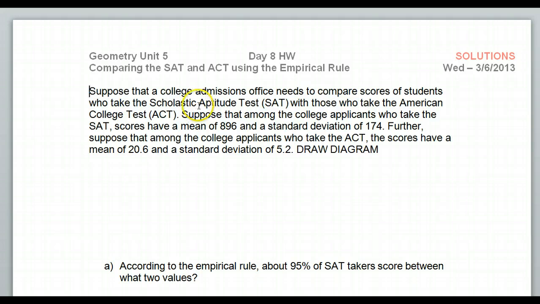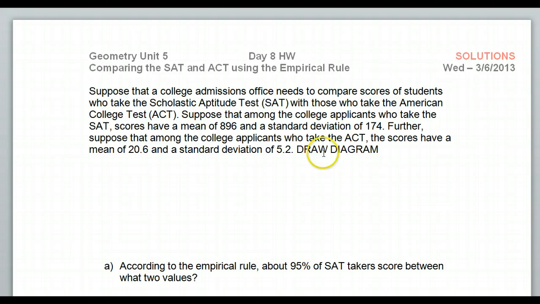First, we are supposed to draw a diagram for this situation. This problem is about a college admissions office that needs to compare the scores of students who take the SAT with the ones that take the ACT. Suppose that among college applicants who take the SAT, they have a mean score of 896 with a standard deviation of 174. Also, suppose that among the ones that take the ACT, the scores have a mean of 20.6 and a standard deviation of 5.2.